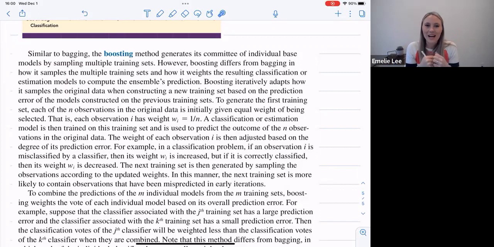And then our final model does something similar. Where the classification error is low, we boost those results. So we boost those predictions and we give them a higher weight than for the models where our classification error was high. We don't want to include those so much in our model.